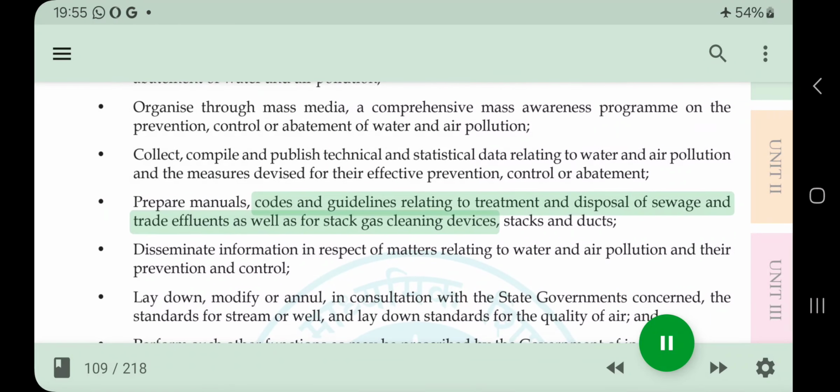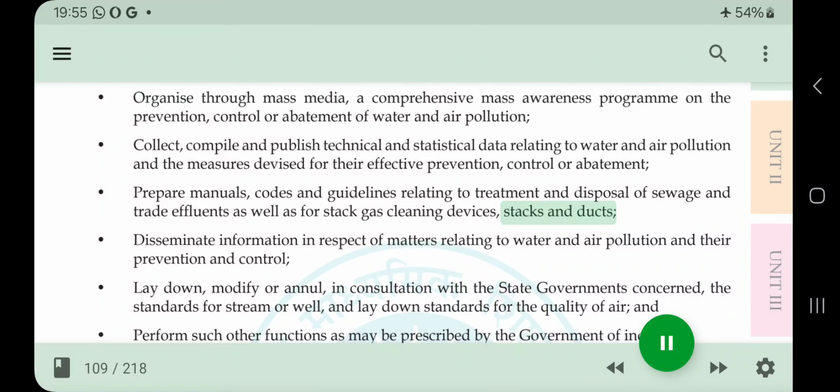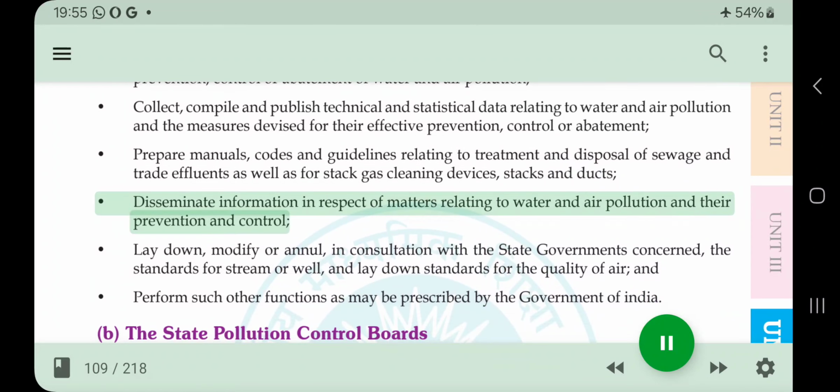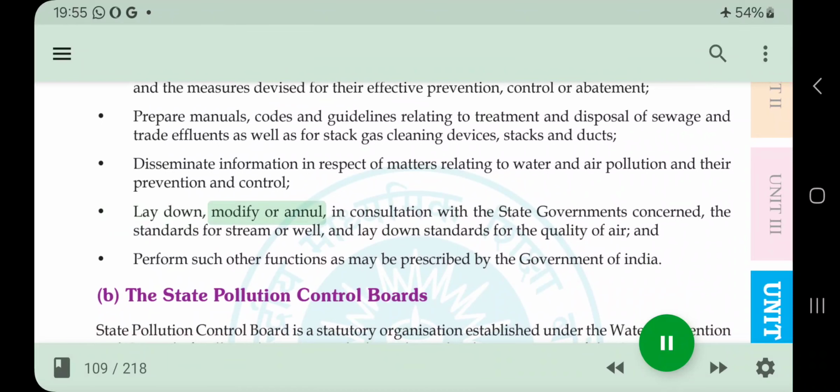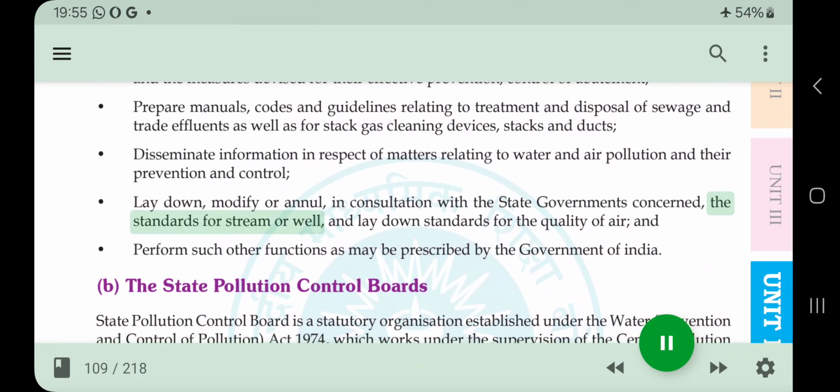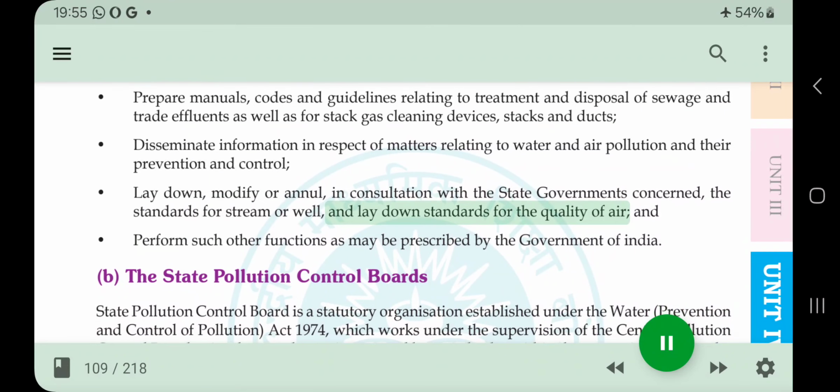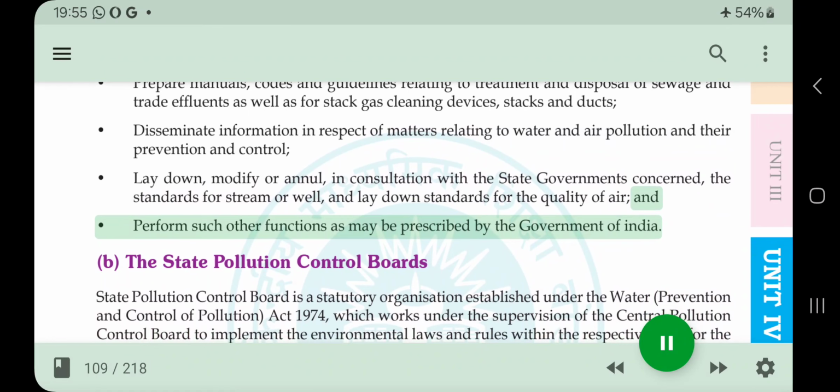Prepare manuals, codes and guidelines relating to treatment and disposal of sewage and trade effluents as well as for stack gas cleaning devices, stacks and ducts. Disseminate information in respect of matters relating to water and air pollution and their prevention and control. Lay down, modify or annul, in consultation with the state governments concerned, the standards for stream or well, and lay down standards for the quality of air. And perform such other functions as may be prescribed by the Government of India.